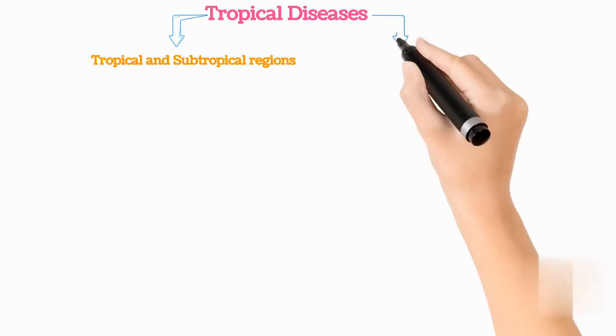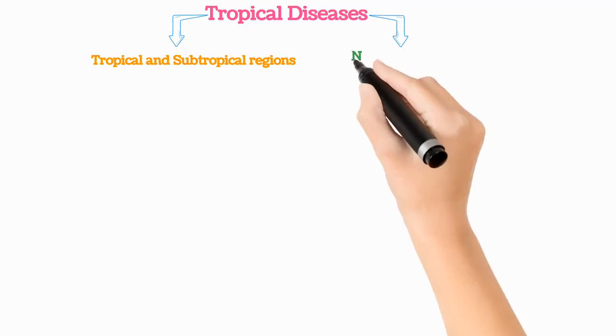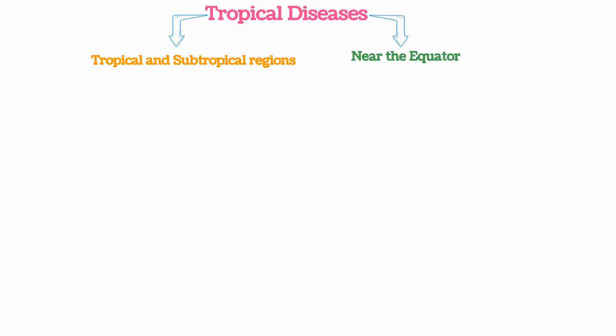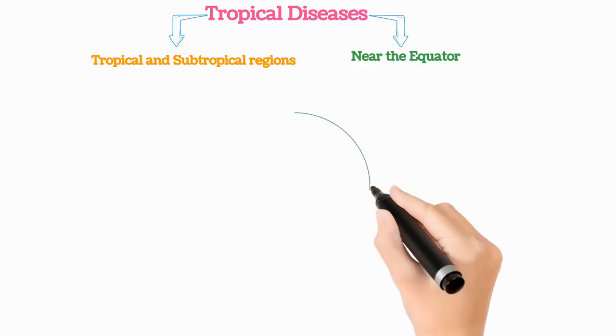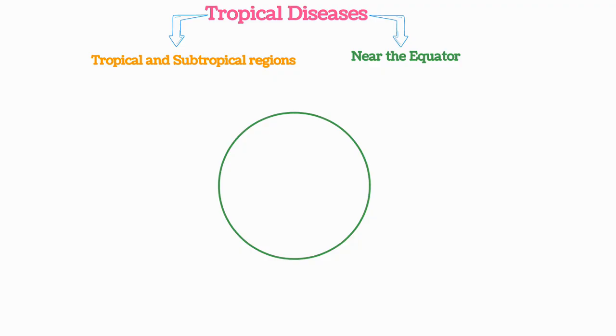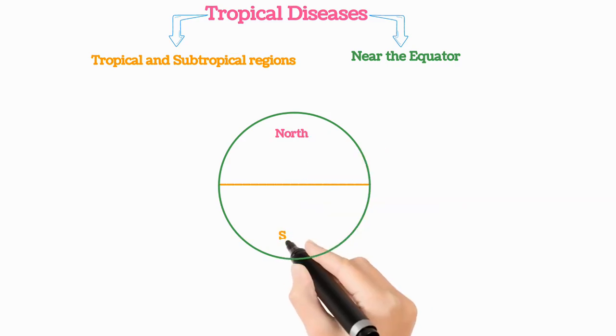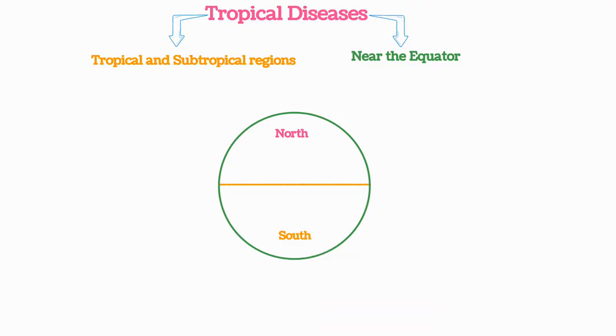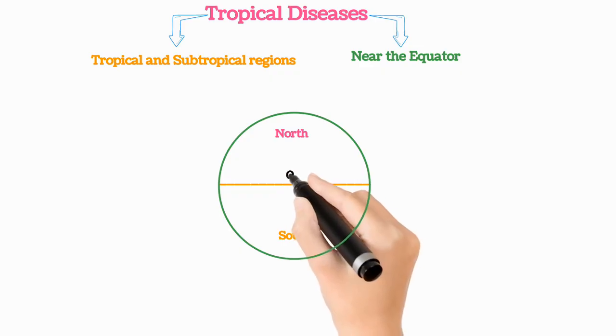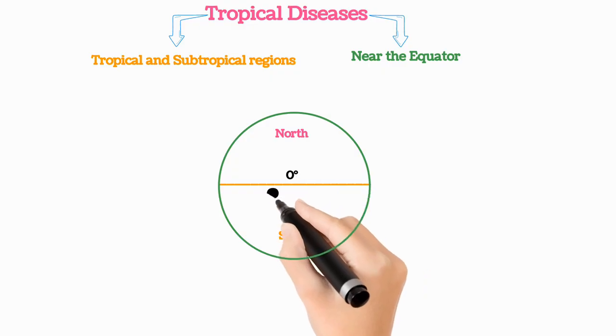So, what are tropical diseases? The diseases that occur predominantly in tropical and subtropical regions, which are areas near the equator with warm and humid climates. So let's try to understand the equator. Basically, the equator is an invisible line that circles the middle of the earth, located exactly halfway between the north and the south pole. It is the primary reference line for latitude and is designated as 0 degree latitude.